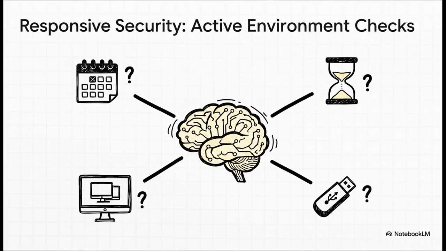And it goes beyond just license management. You can use these functions to proactively check the environment. For example, you could call isVirtualMachine when your app starts up and maybe change its behavior or show a warning. This lets you build security that's actually responsive to how and where it's being run.